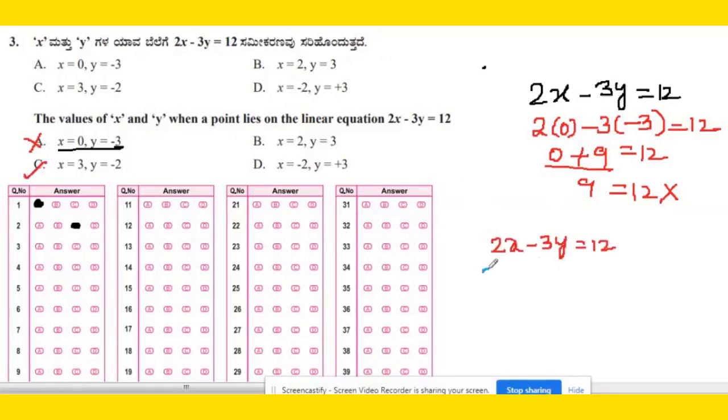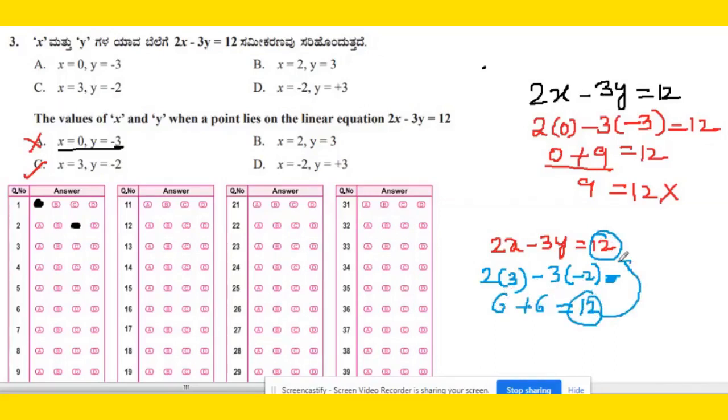X value is given as 3 and I am replacing the value of X as 3, and Y value is given as -2, and our answer should be RHS 12. 2 3s are 6, 3 minus into minus is plus, 3 2s are 6. 6 plus 6 is 12, which is right hand side.